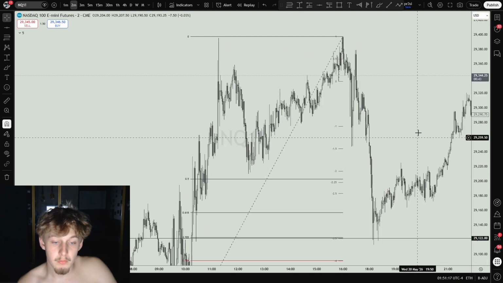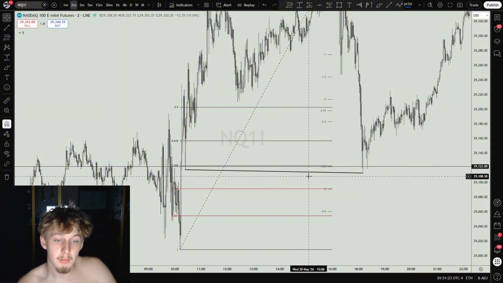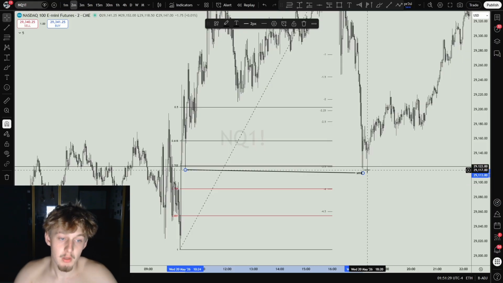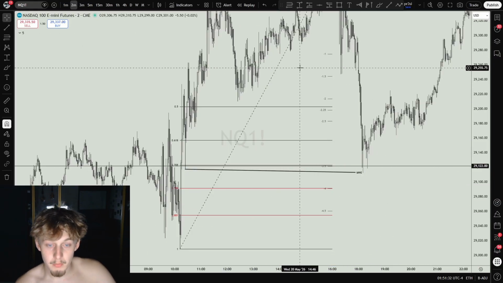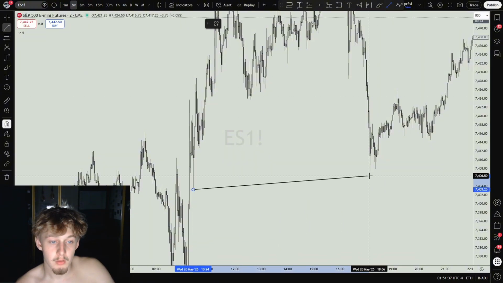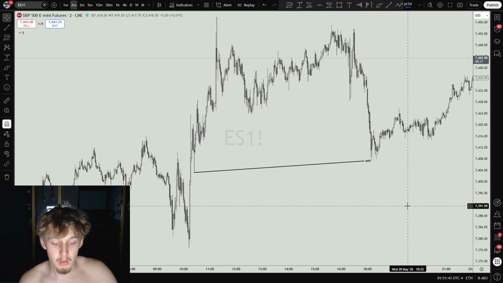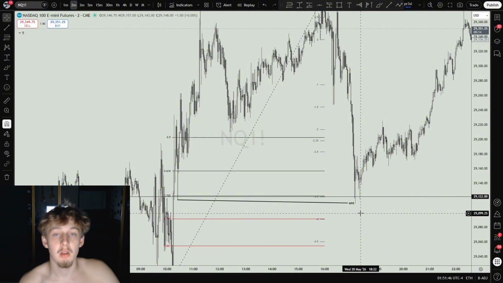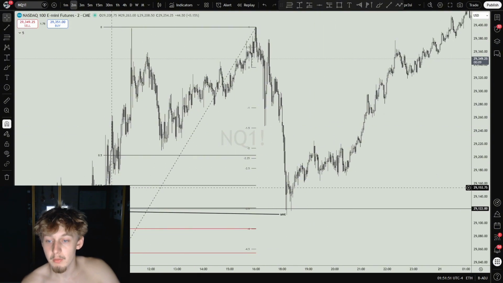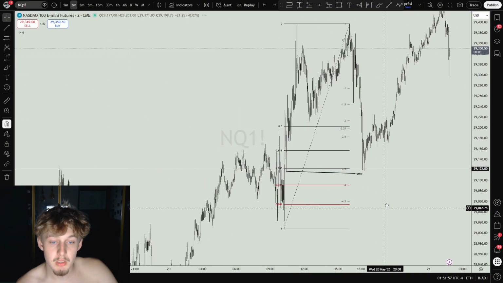Another thing is this low right here. Notice this beautiful little SMT. That was actually my entry. As soon as I saw the SMT form, that was when I entered. But as you can see, with this low to this low right here, there's an SMT, very clear. ES doesn't break this low, and Q does. So that SMT at that standard deviation at that OTE was already solid confluence.